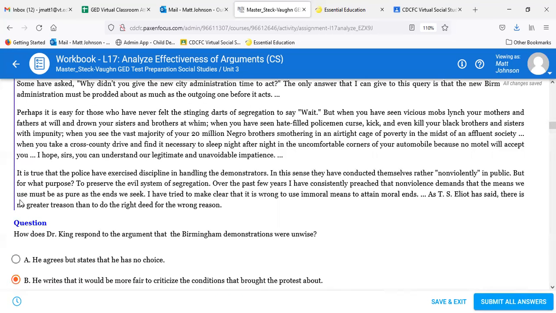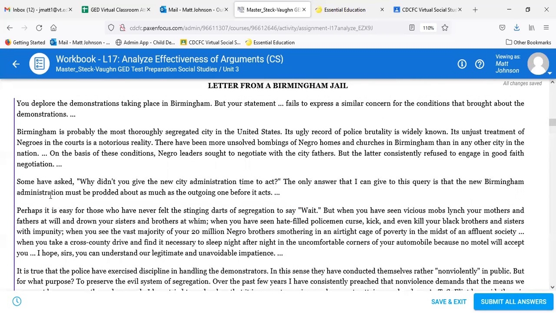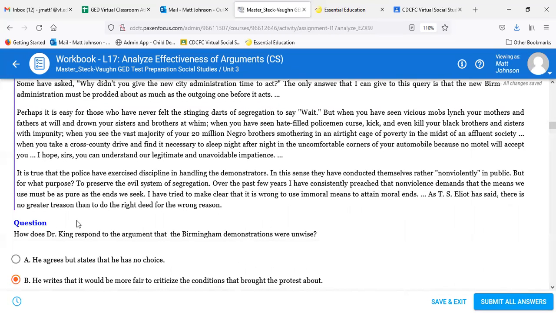So that's part of his argument, right? Well, how about sleeping at night in uncomfortable corners of their car, and the beatings and kickings of African Americans, and the lynchings, the terrorist activities basically that were occurring against Black folks in the South at that time? So that's his response. So 3 is B as in boy.